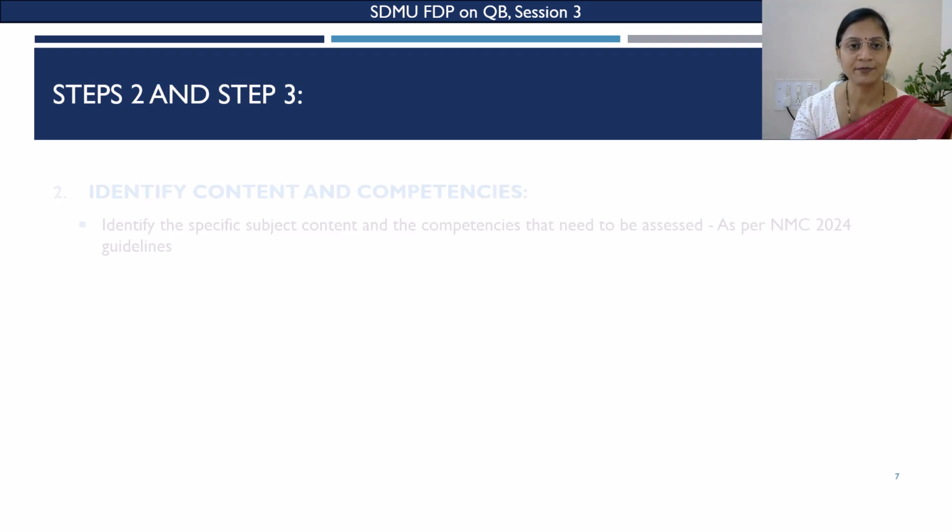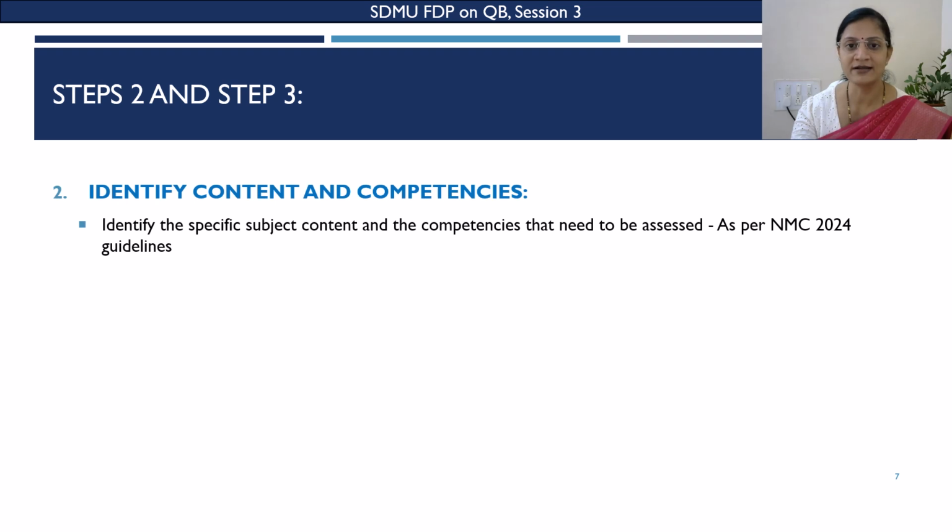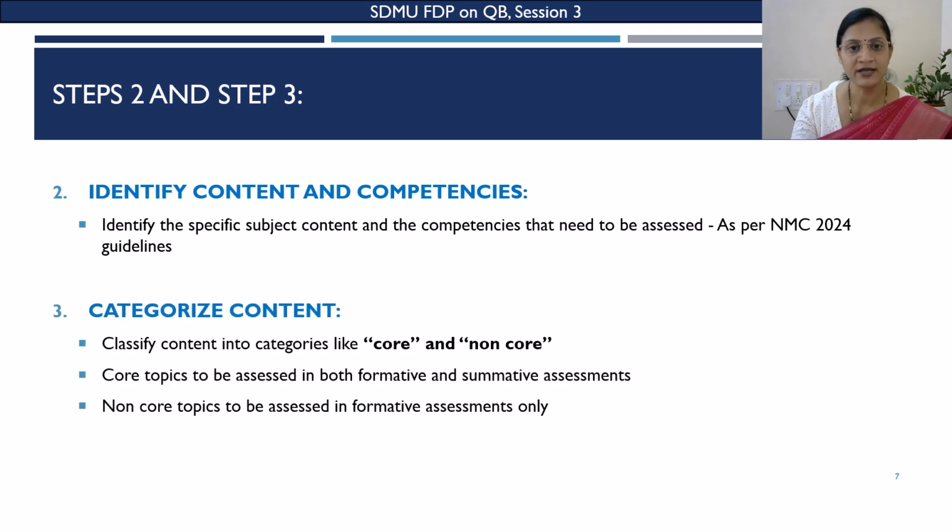Step 2 and step 3. Step 2 is to identify content and competencies. Again, this is made very easy for us because it's already well defined by NMC 2024 guidelines. Categorizing the content is the competencies which are described as core or non-core. One thing we have to keep in mind is core topics can be assessed in both formative and summative assessments, and non-core topics have to be assessed in formative assessments only. So you can create a weightage and a blueprint accordingly.